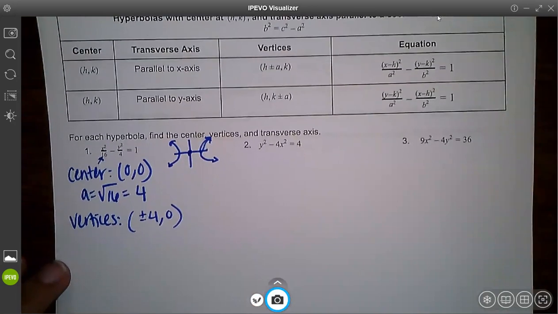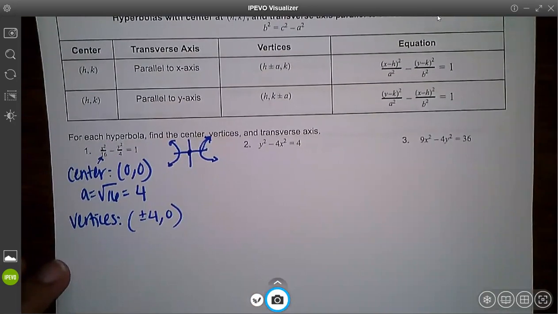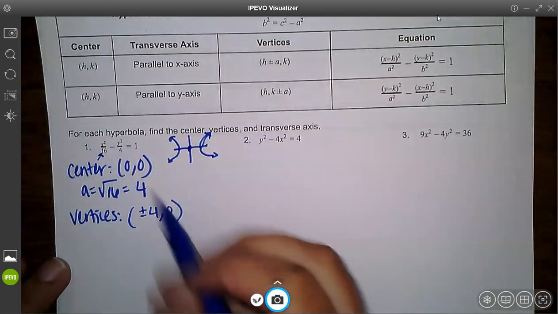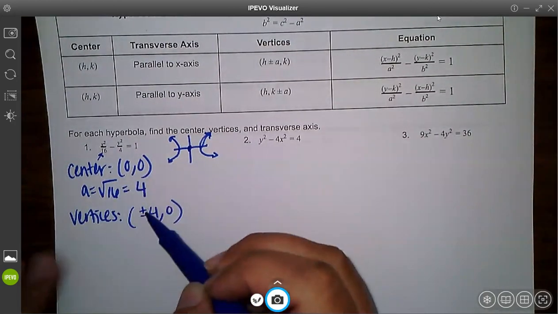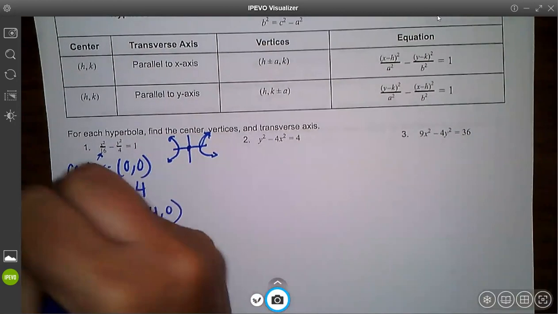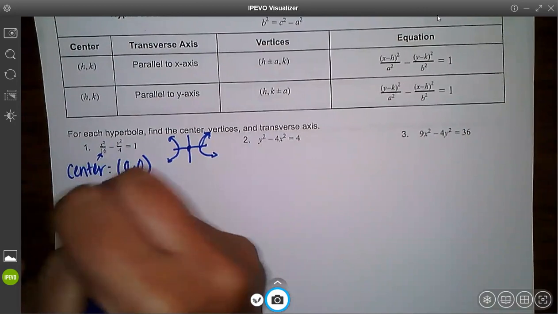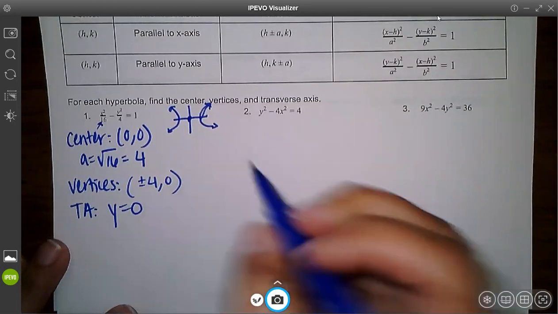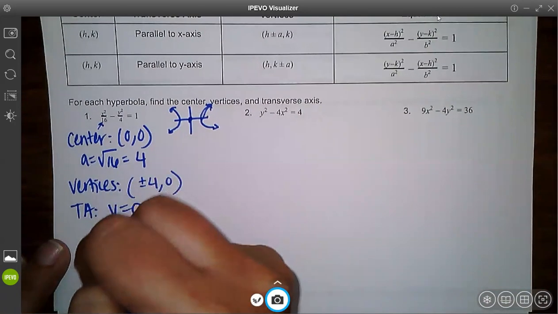You can write that as 2 separate points. Your transverse axis is the one that's the same as your center. So from your vertex to your center point, the value that's the same, that's your transverse axis. So that's y equals 0. And we will do some graphing of these on Desmos in a few minutes.